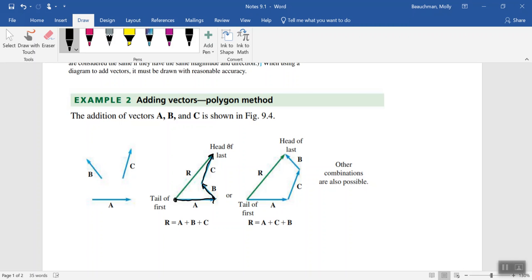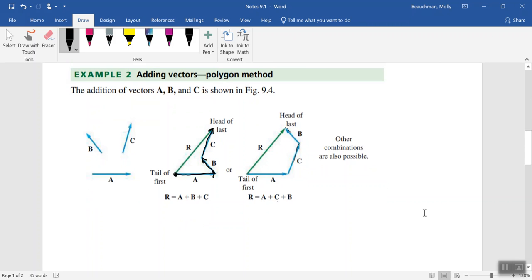So the other picture shows you that you can add in different orders. Remember, addition is commutative. We could take A plus C plus B, but if you do A, then C, then B, you still end up with the same resultant vector. So it doesn't matter what order, you'll still end up geometrically with the same answer. All right, so that's the polygon method.